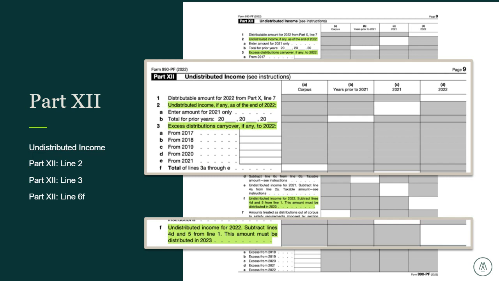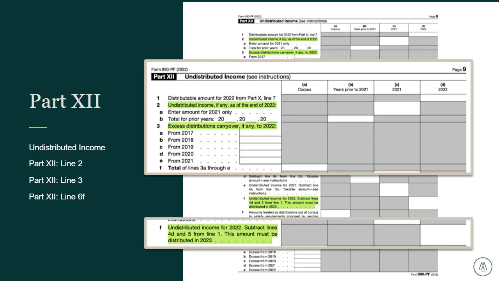So you'll see on here, if you had excess qualifying distributions from 2017, it gets carried forward all the way to 2022. So you could use it against 2022. If you didn't, then it rolls off. If there are not enough qualifying distributions to cover the current year distributable amount, it carries forward to the next year as undistributed income and must be distributed by the end of that next year.